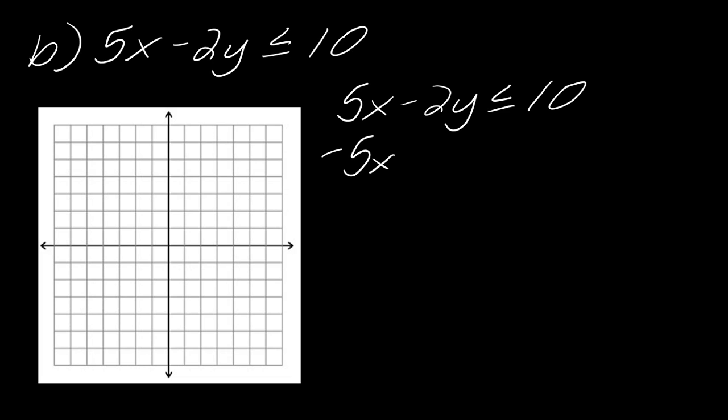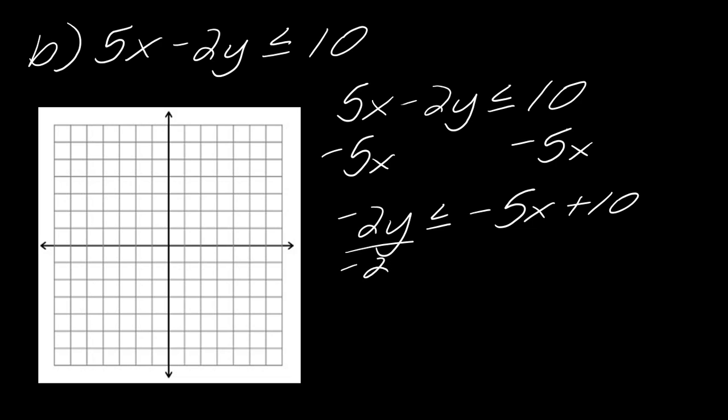So I'm going to go ahead and subtract off the 5x. So I get negative 2y is less than or equal to negative 5x plus 10. And now here's the part that I was kind of talking about. Notice that I'm dividing everything by negative 2. And so remember, the thing with inequalities is when you divide by a negative, what ends up happening is you have to flip the direction of the inequality like this.